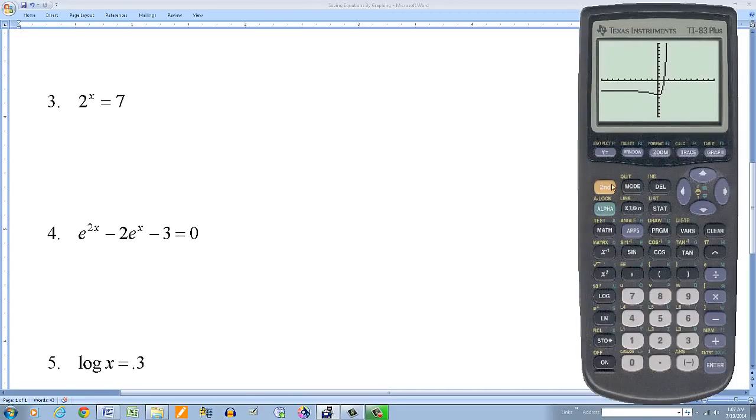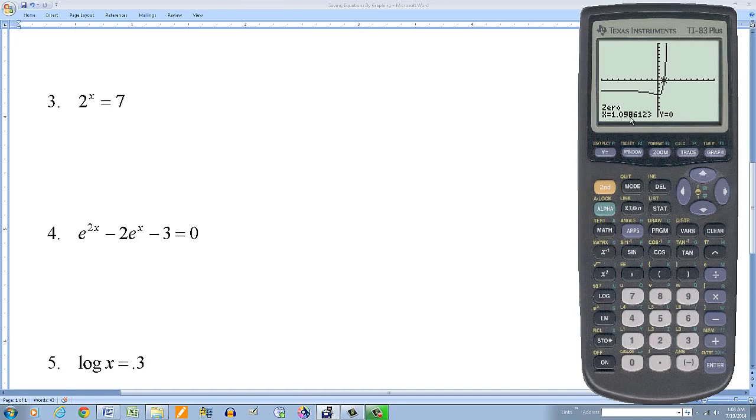So again, I'm going to go second, and then trace, which is accessing the calculate menu, number 2. There's my little cursor there. For the left bound, just go to the left of that. Let me go a little bit further back right there, hit enter. Right bound, so go past this point. Here we go, hit enter. I'll just ignore the guess and hit enter. And here it is.